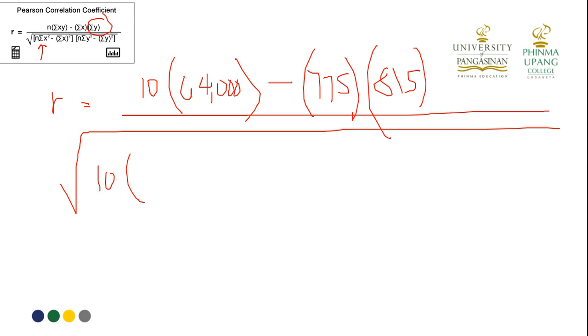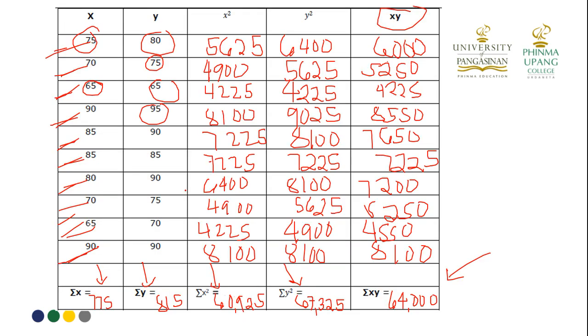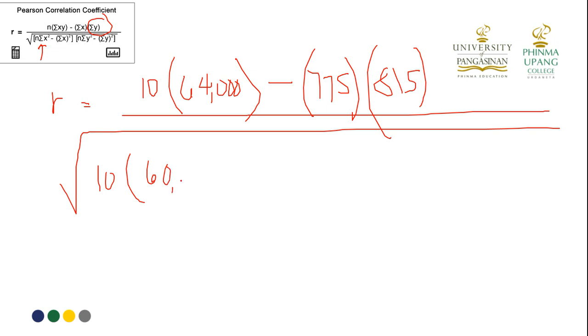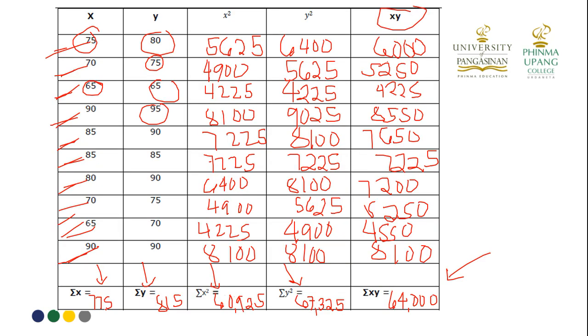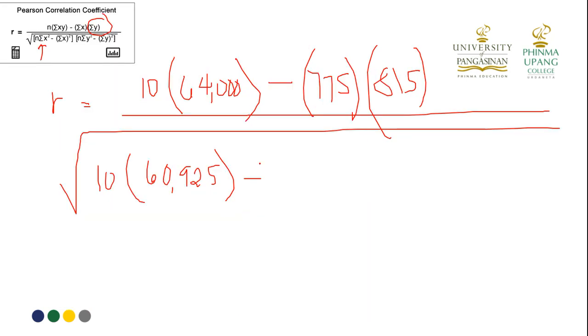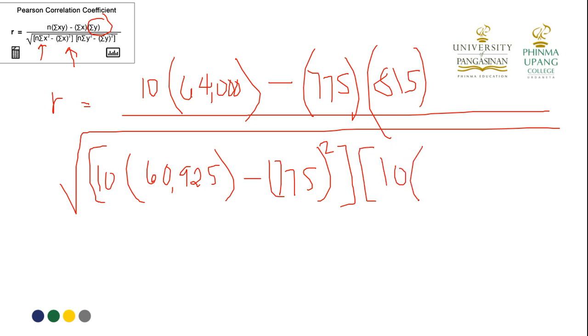Then ito na po, yung summation of x squared is 6925. Tapos, minus tayo sa summation of x. Summation of x is 775 squared kasi may squared po tayo doon. So, yan po yung magkasama. Tapos, n is another 10.